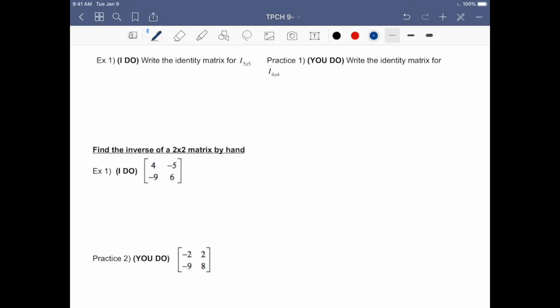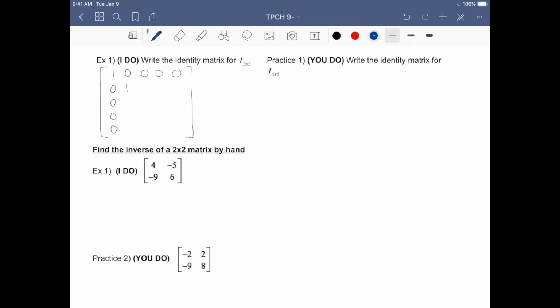Example 1, write the 5 by 5 identity matrix. So what I'm going to do is start with 1. I'm going to write 4 zeros underneath. That's my 5 rows. And I'm going to write 4 zeros after that. And that's my 5 columns.